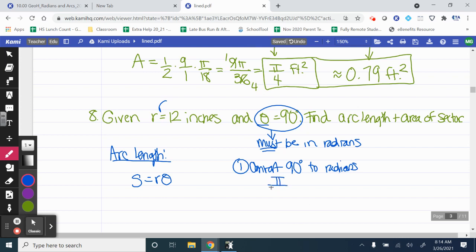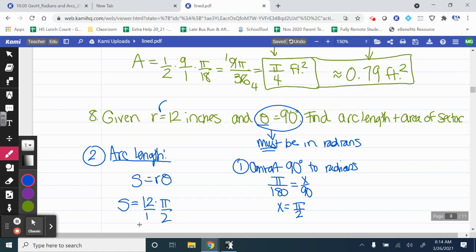All right, so you should have had pi over 180, and this one we actually already did, but good practice to do it again on your own. X over 90, and you should have ended up with pi over 2. All right, so now let's go back over here to our arc length. So now S is our arc length, our radius is 12, and theta is pi over 2.